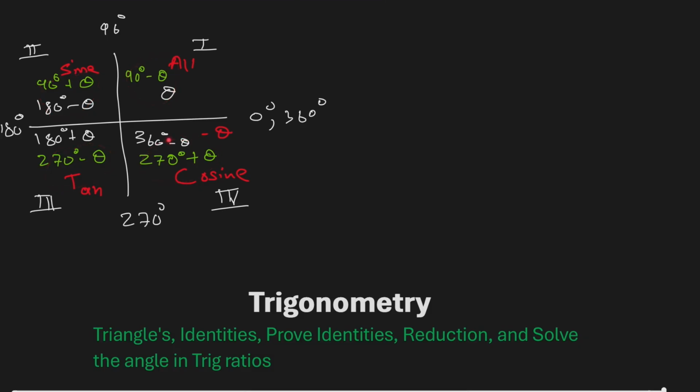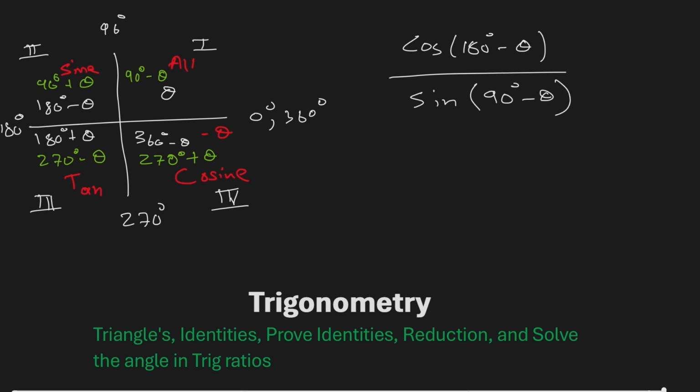Okay, so all these things that we have inside these quadrants are what will help us to do the reduction. So now let's say, for example, we were given the following to simplify. Let's say we have cos of 180 minus theta, all divided by sin of 90 minus theta. How are we going to simplify this? We're going to first have to reduce what we have at the top. At the top we have cos 180 minus theta. So we must reduce it, for example, to cos of theta alone. So how do we do that?